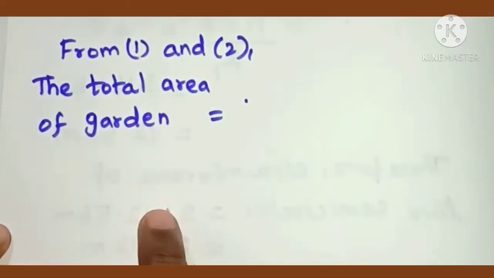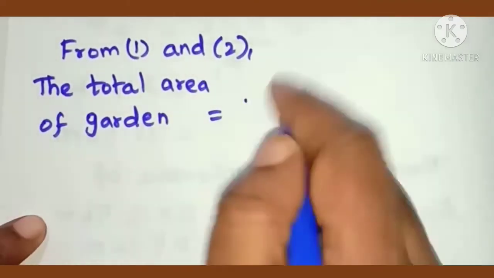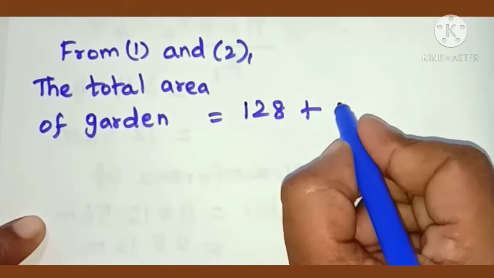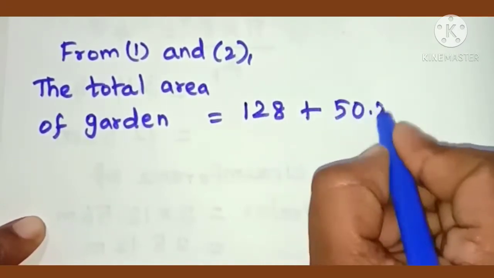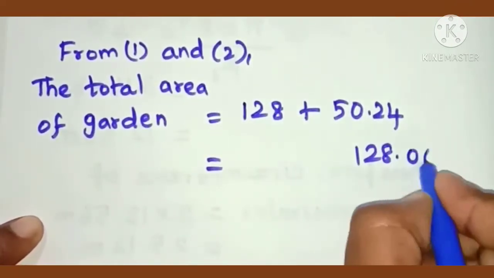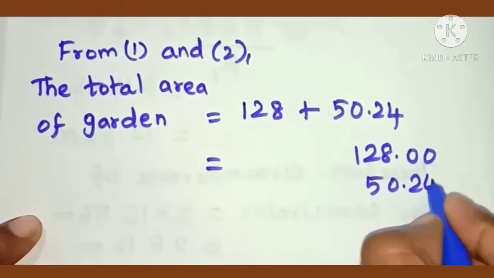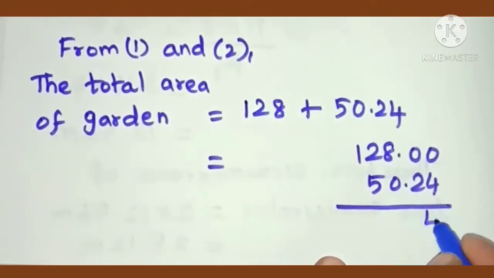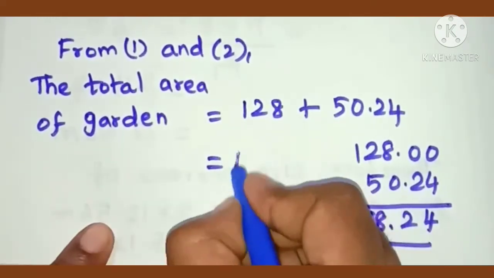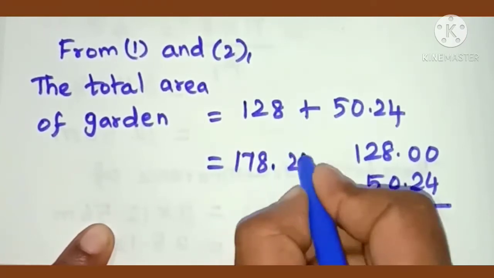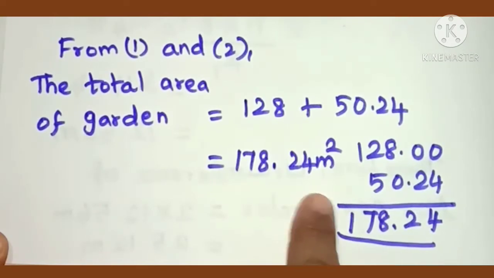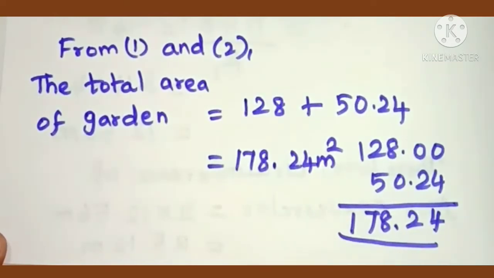From 1 and 2, we get the total area of the garden. That is area of the rectangle 128 plus area of the circle 50.24. Now adding these two values, 128.00 and 50.24 gives 178.24 meters square. So 178.24 meters square will be the total area of the garden.